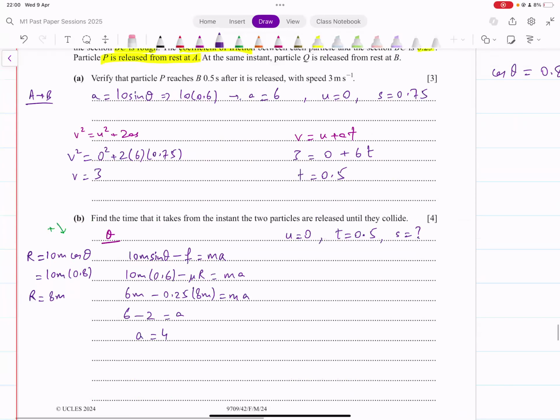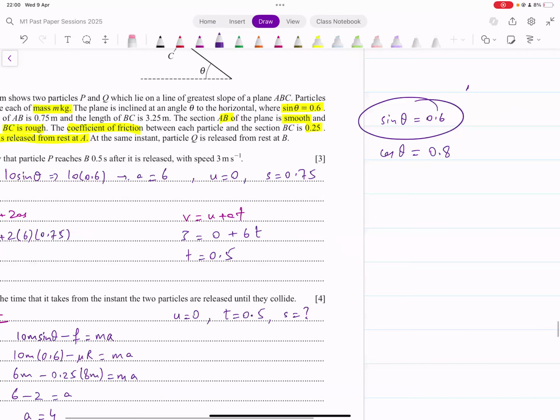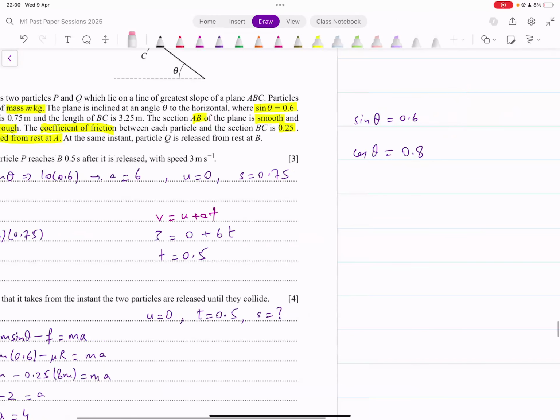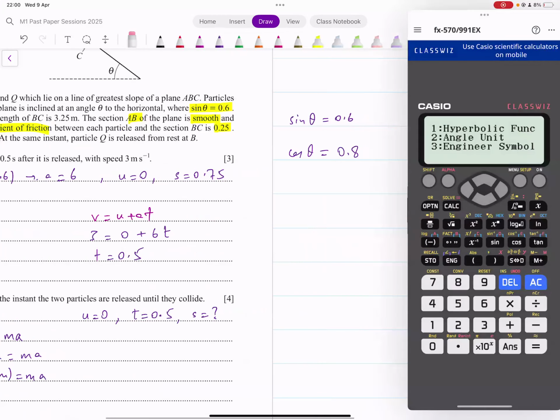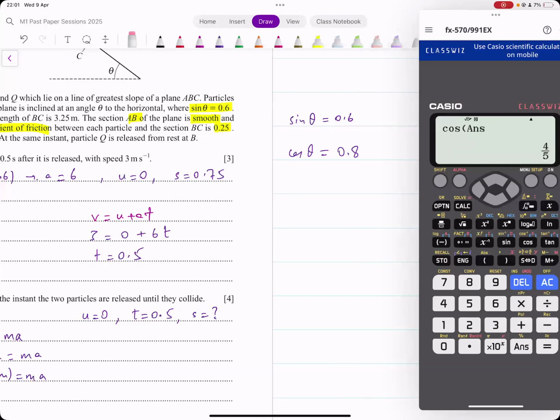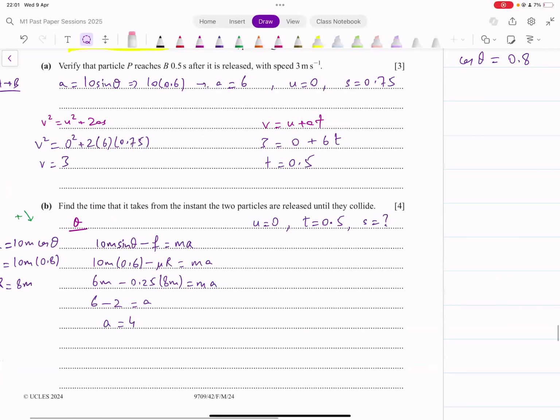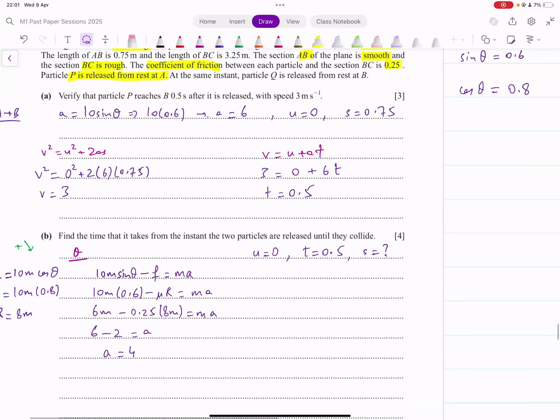0.8 was cos theta. Sin theta was 0.6. We just use our calculator to find cos theta from that. Sin inverse of 0.6, and then we did cos of that. So we had sin theta given, and found cos from that. Acceleration is 4 now. When acceleration is 4, we can find the distance that Q has already moved in the first 0.5 seconds, because now the acceleration for that part of the journey is 4.